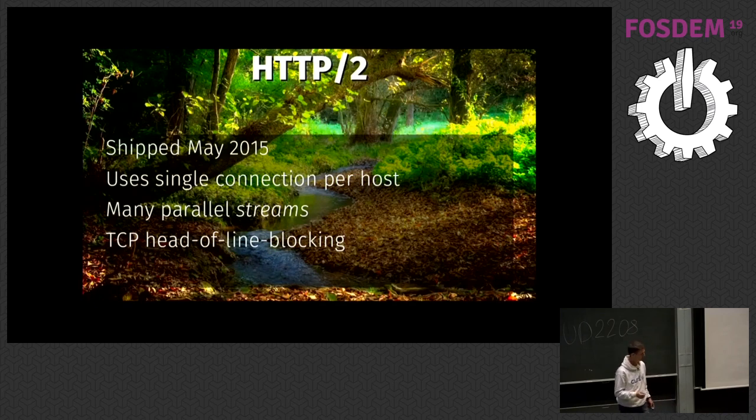of line blocking problem. Because now we switch everything to one connection, right? Doing 100 streams over one TCP connection, we lose a little packet in the middle. All streams have to wait until that packet gets resent, and then all 100 streams can continue again. So going into a lossy network with HTTP 2 using one connection is really bad for you. That's the TCP head of line blocking.